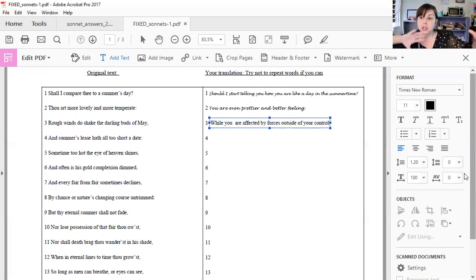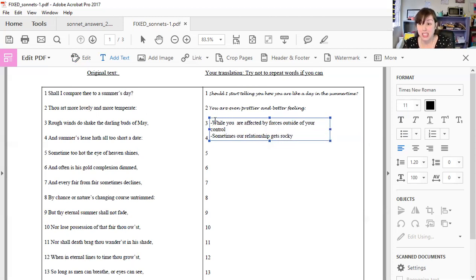and that's the difference between plagiarism and not plagiarism, I want you to put this into your own words. I'm putting it into my own words, and maybe you just take my words and reword them, but maybe you see something else in it, right? Maybe rough winds do shake the darling buds of May. Maybe to you, that's talking about their relationship, right? So maybe for you, the line is like, sometimes our relationship gets rocky. Like, oh, sorry, I can't type today. So there's multiple answers for the same translation.